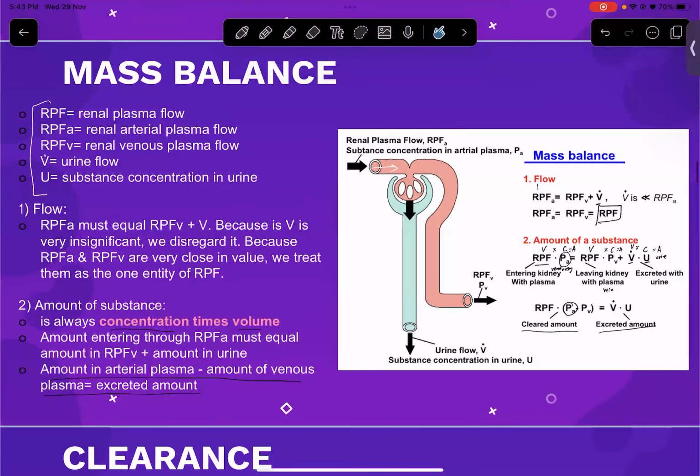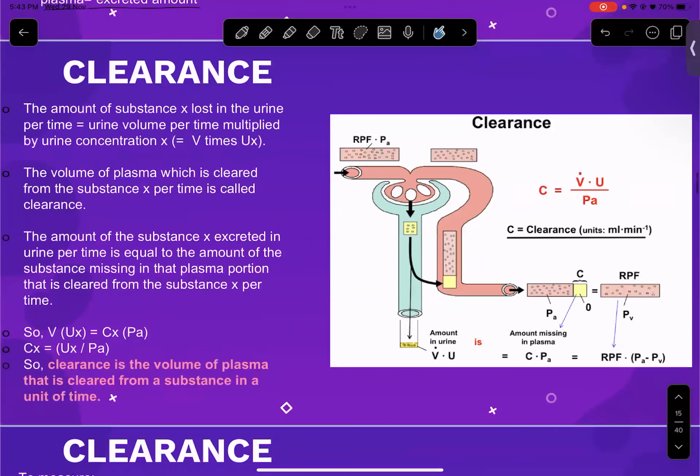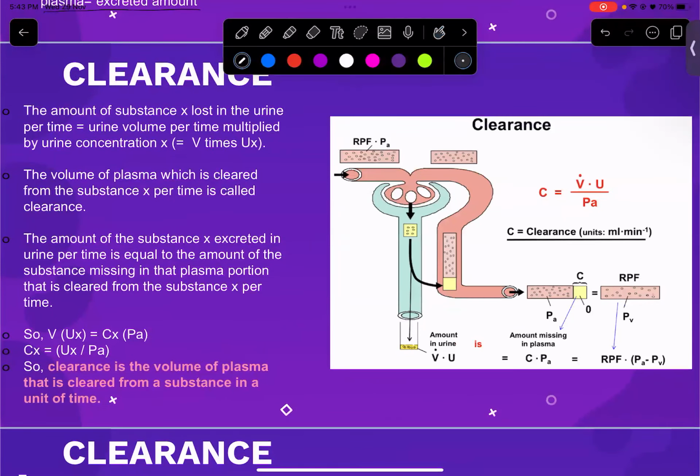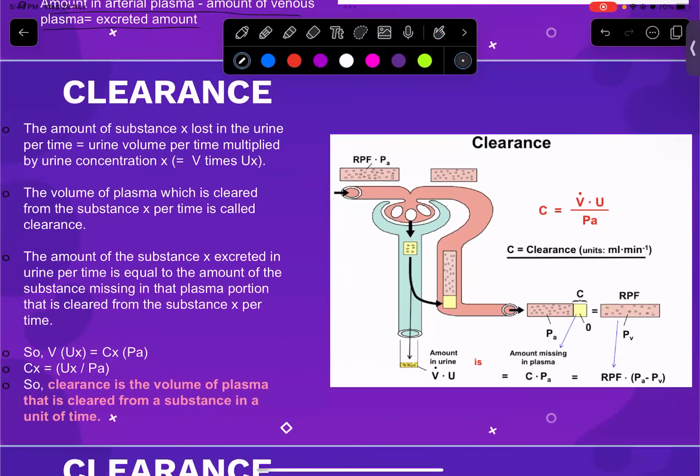Moving on, let's discuss clearance. Now, clearance might be a tiny bit challenging concept, but inshallah you guys will get it. So clearance basically just means that the amount of substance X that is lost in the urine per time will equal the urine volume. It's a lot of equations. And simply all that it's saying, the volume of plasma which has been cleared from substance X is called the clearance.